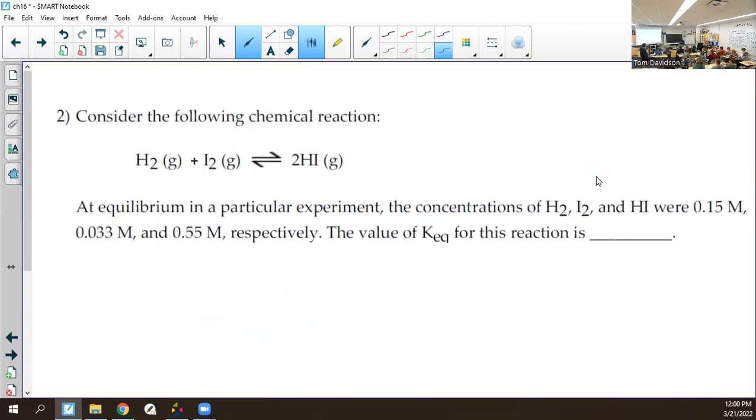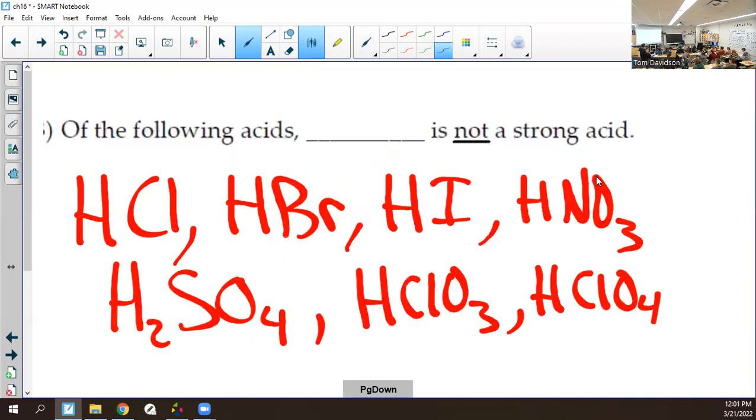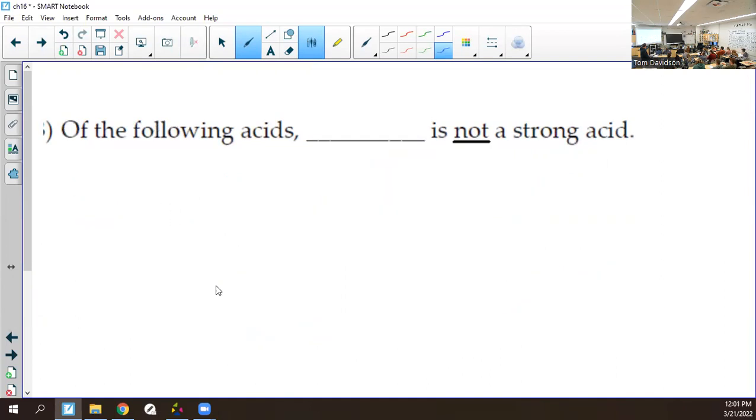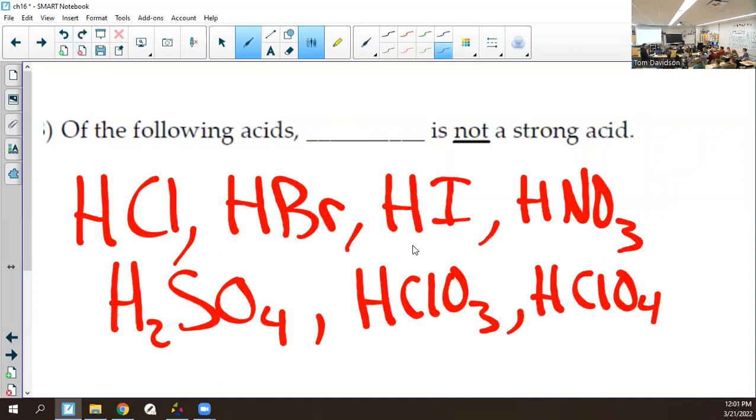Consider the following chemical reaction at equilibrium in a particular experiment. We've done this, but this is on the last test. This exact problem. I'm not going to worry about that. Which one of these is not a strong acid? Well, never mind. These are the strong ones. What I did last year is I cut out all the options. So, like, don't choose any ones there. It'll be A, B, C, D. But here are your strong acids.